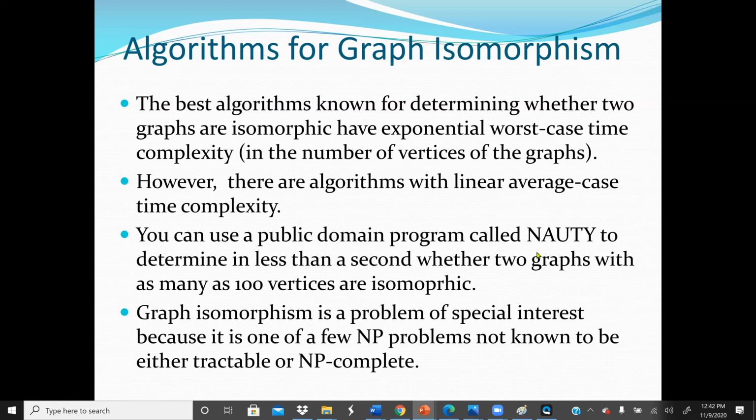So this is an application online. I think it's also free to access. Also, graph isomorphism is a problem of special interest because it is one of the few NP problems not known to be either tractable or NP complete. NP problems are normally problems that are difficult for us to solve using computer algorithms.